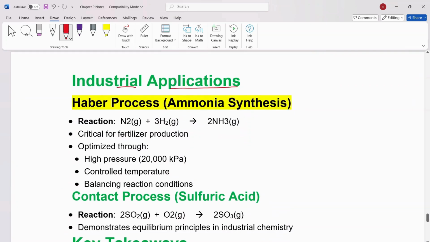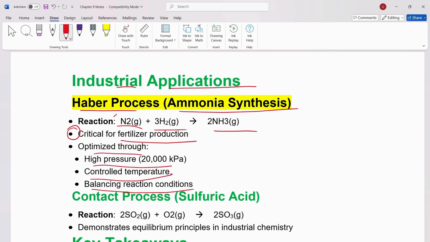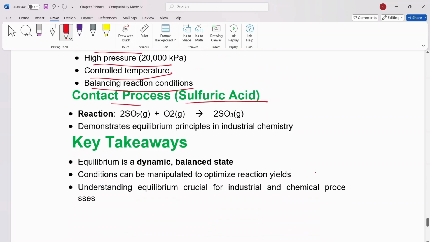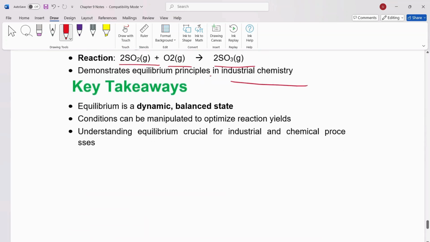Let's talk about the industrial application of the Haber process, which is ammonia synthesis. The reaction is N2 plus 3H2 gives 2NH3, critical for fertilizer production, optimized through high pressure, controlled temperature, and balancing reaction conditions. Similarly, in the contact process, the reaction is 2SO2 plus O2 gives 2SO3, demonstrating equilibrium principles in industrial chemistry.